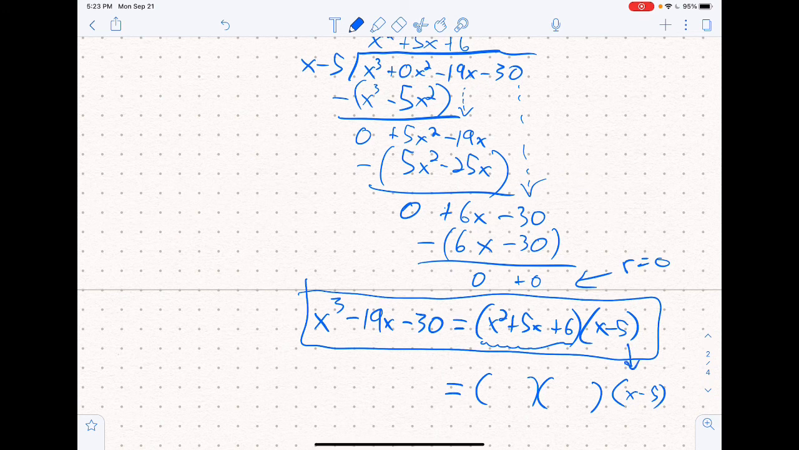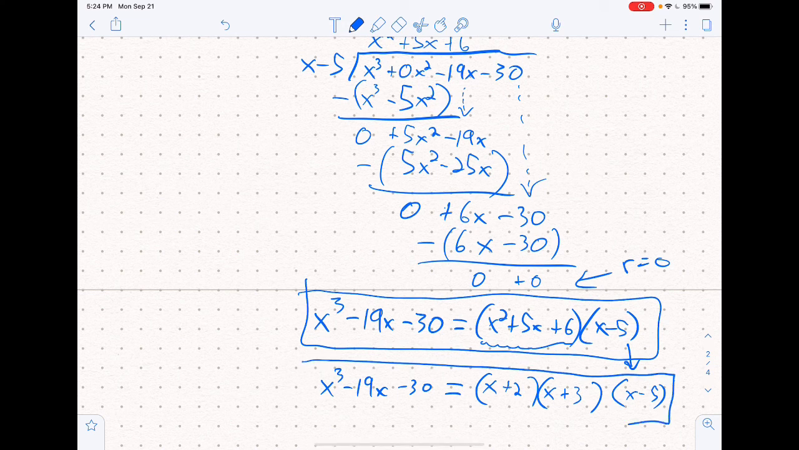Okay, for x squared plus 5x plus 6, this is factoring a quadratic. That's something you guys have done before. We put an x here and an x here, and then we're looking for two numbers that, when you multiply them, give you 6, but when you add them, give you 5. And those two numbers are 2 and 3. So x plus 2, x plus 3. And then don't forget that x minus 5 we're going to bring down. And what this says is that x cubed minus 19x minus 30, we can factor completely as x plus 2, x plus 3, x minus 5.